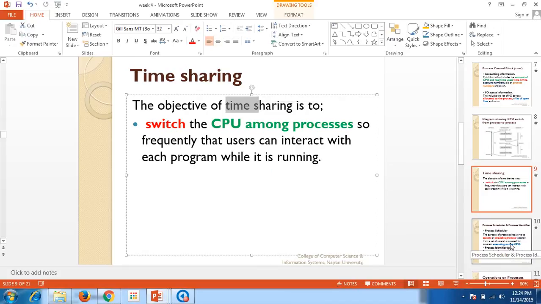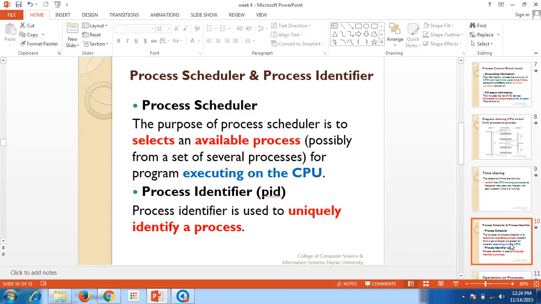So next, process scheduler and process identifier. You already know what a scheduler and an identifier are. The purpose of the process scheduler is to select an available process, possibly from a set of several processes, for the program executing on the CPU. This is the job of the process scheduler.